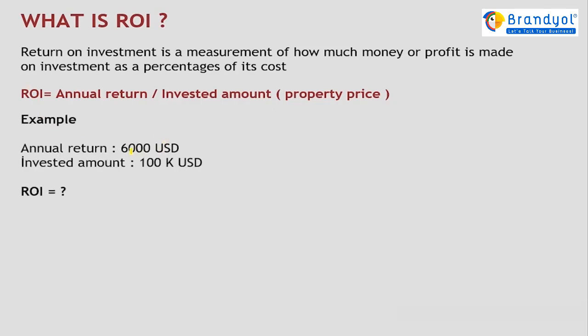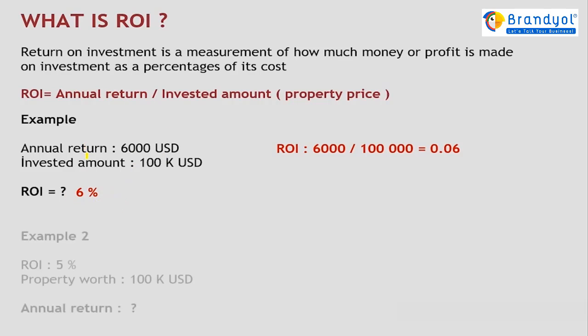For example, you purchase a property and the property price is $100,000, right? And the yearly return is $6,000. How can you calculate your ROI? As we mentioned above, first you divide $6,000 by $100,000, because your annual return is $6,000 divided by the invested amount. It means your rate of return is 0.06. We have to convert this to a percentage, and it means you are actually getting a 6% rate of return from this investment.